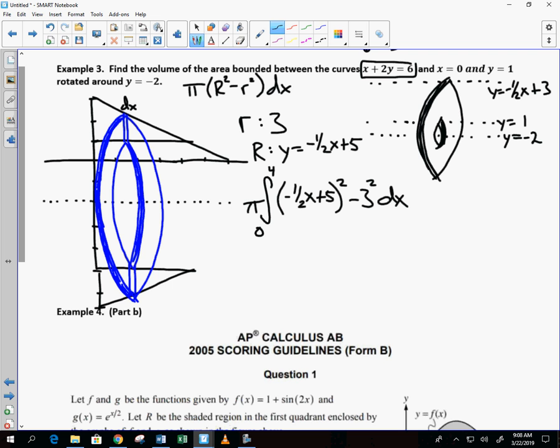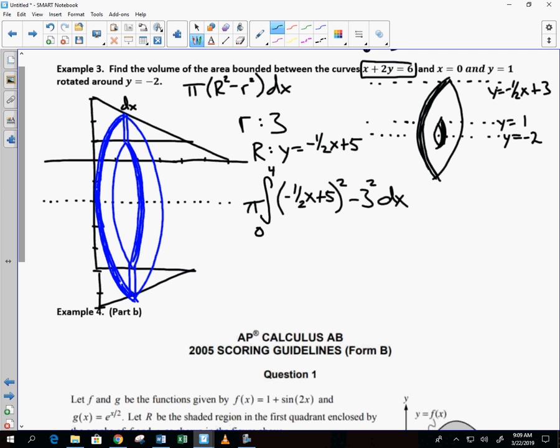Hold on. Mr. Braden? Because I have to do the top minus the bottom. If you take this guy minus it, just like we did for the radius on the inside, we did 1 minus negative 2 to get 3, right? So you do top minus bottom here.